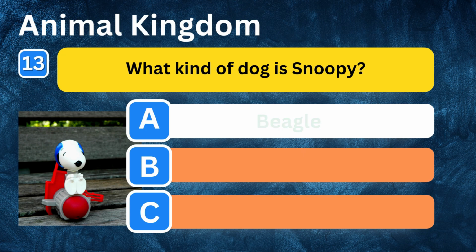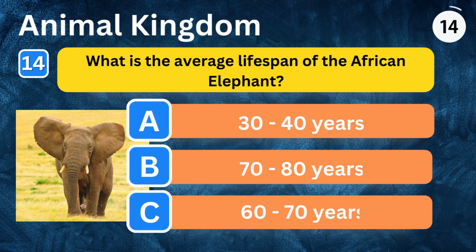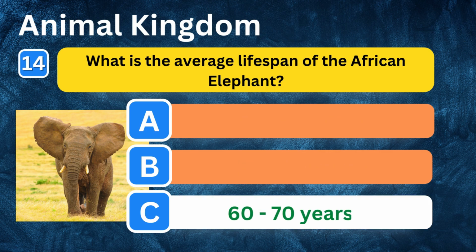Question number 14. What is the average lifespan of the African elephant? Is it 30 to 40 years, 70 to 80 years, or 60 to 70 years? And the answer is 60 to 70 years.